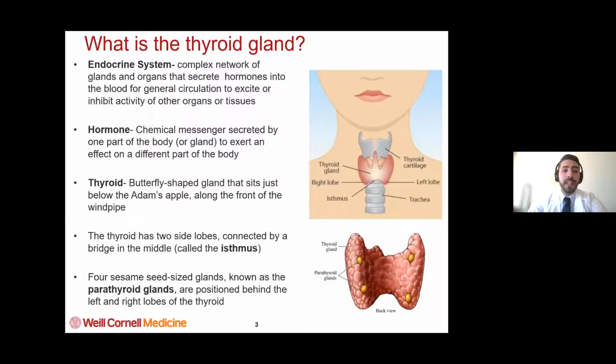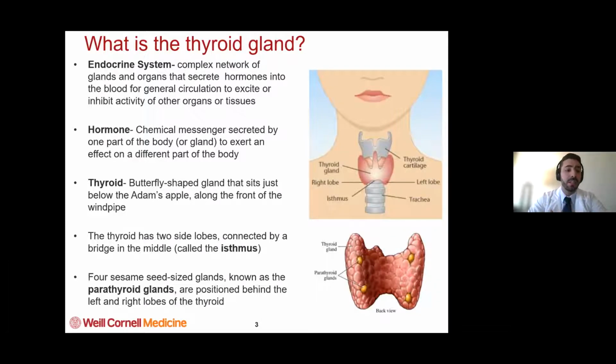So the thyroid gland is a butterfly-shaped gland that sits just below the Adam's apple along the front of the windpipe. In a normal-sized gland, you may have some difficulty feeling it, but if you feel where your Adam's apple is and then go just south of there, that spongy material is where your thyroid lives. It is composed of two side lobes connected by a bridge in the middle, what we call the isthmus.